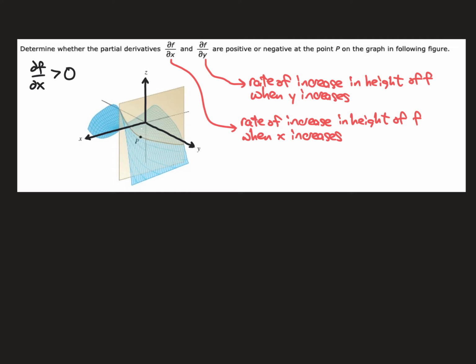Another way to think about this without drawing changes in x and changes in f is if we're at the point P, well, we're taking the partial derivative with respect to x, and we know that that means that we hold y constant. So if we hold y constant and increase x, is the function increasing or decreasing? Well, it's pretty clearly increasing, so that increases our confidence. Yes, that partial f partial x is positive.